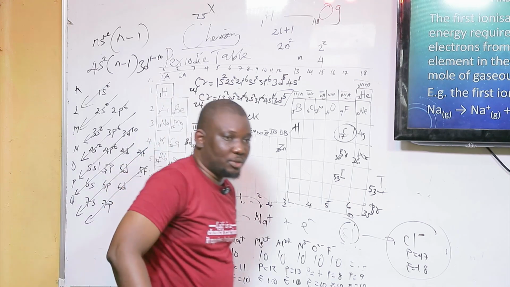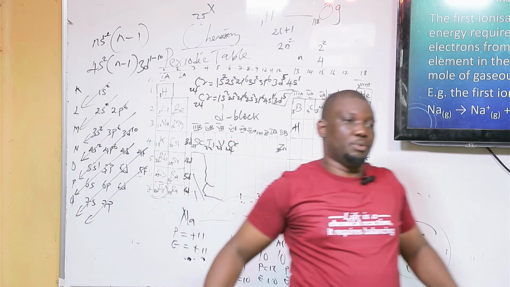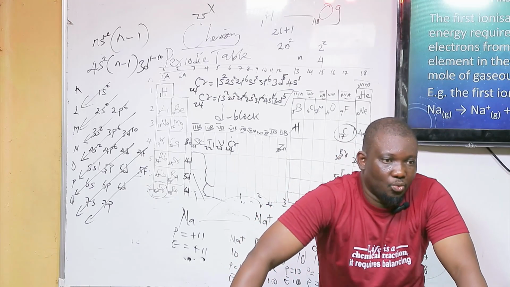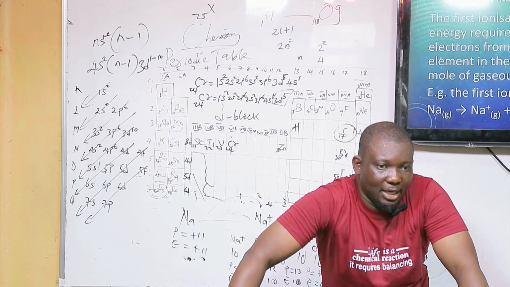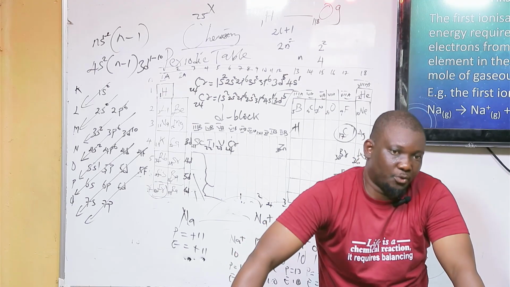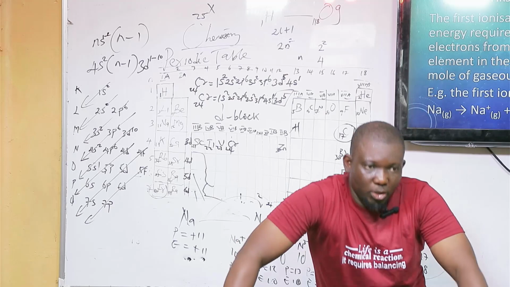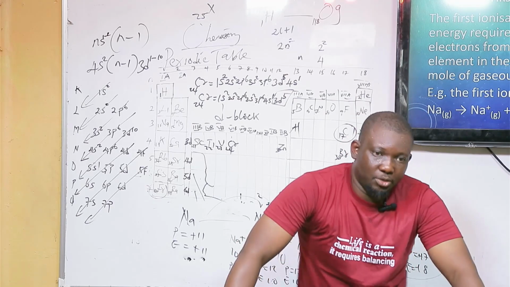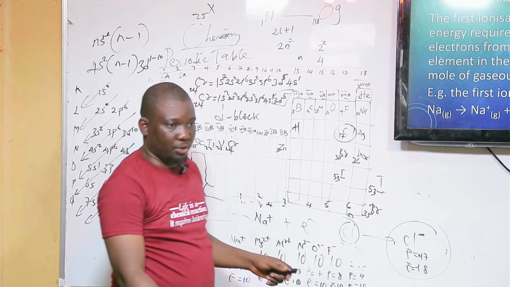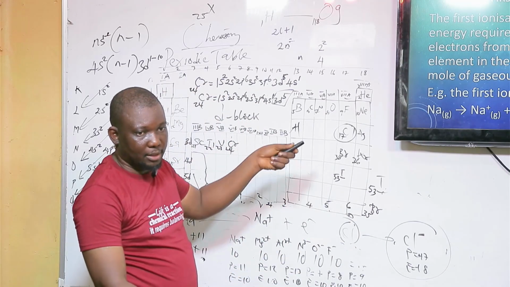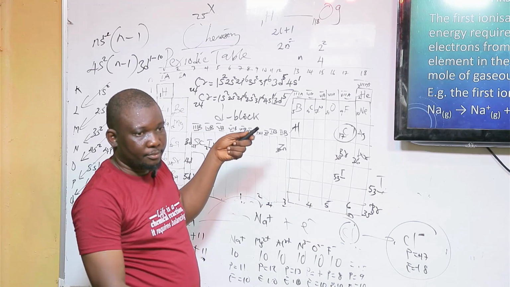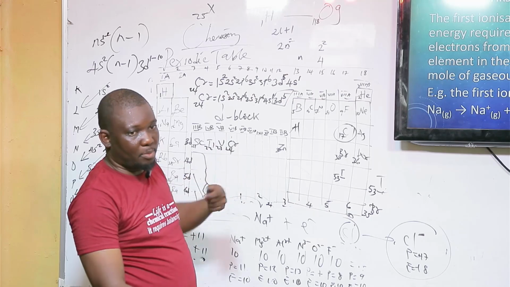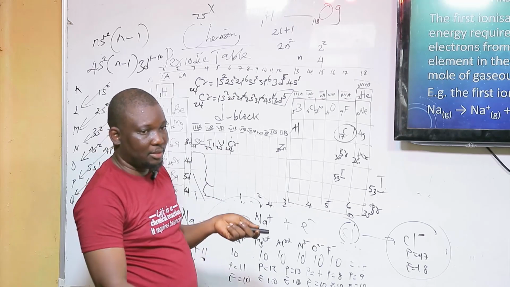But you should know this: the energy to remove 1 mole of electrons and the energy to remove 2 moles of electrons from 1 mole of atoms, which one should be much greater? The energy to remove 2. That means ionization energy should be increasing across the period from left to right.